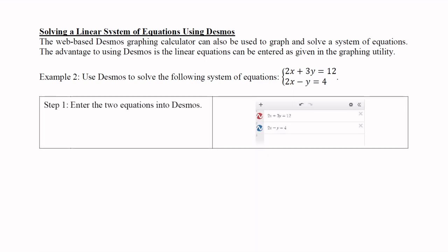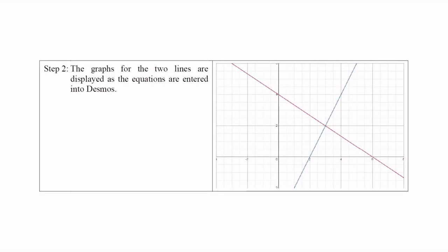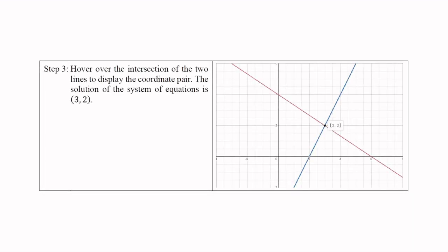You're going to enter the two equations in Desmos, just as they are. The graphs for the two lines are displayed as the equations are entered in Desmos. So here we can see that we have one solution. You can hover over the intersection of the two lines to display the coordinate pair, and the solution of the system of equations is (3, 2).